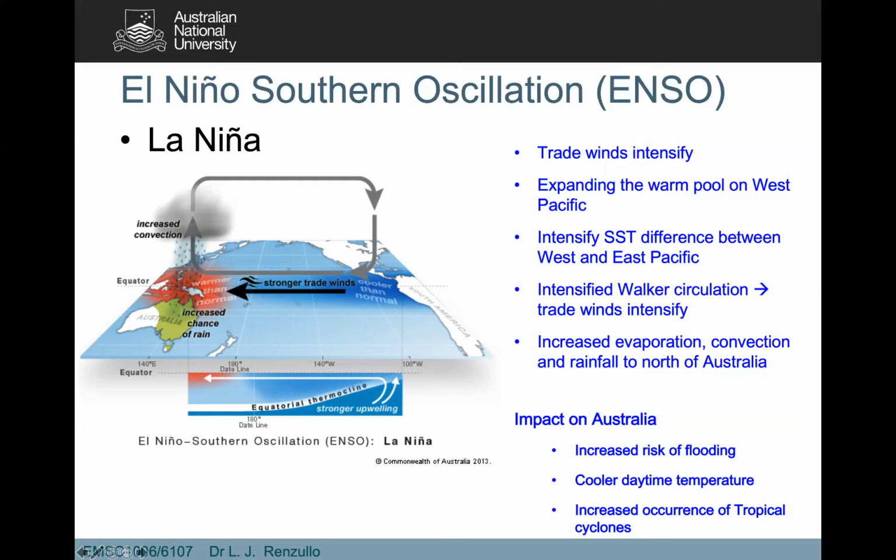And what this typically does for Australia is it increases the rainfall for the region over large parts of the country, and has the potential for increasing risks of flooding. It leads to cooler daytime temperatures and an increased occurrence of tropical cyclones in the area.